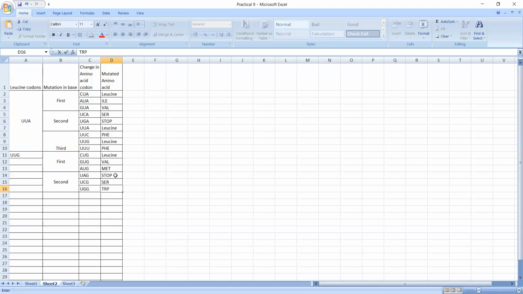All right. Now the same will go for the third base. We'll see, the third base is G here.